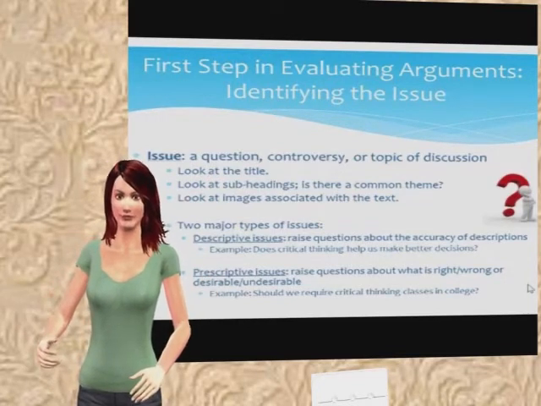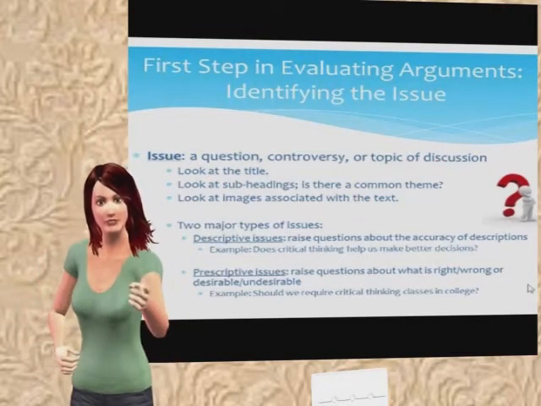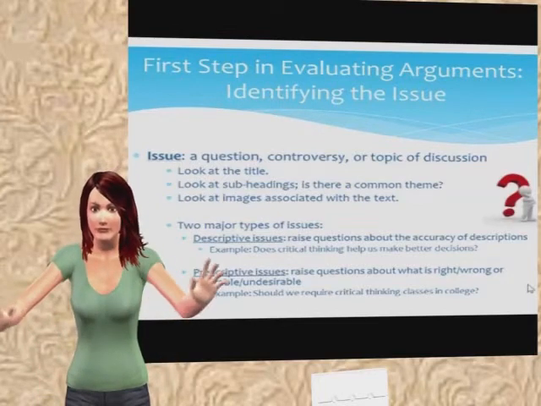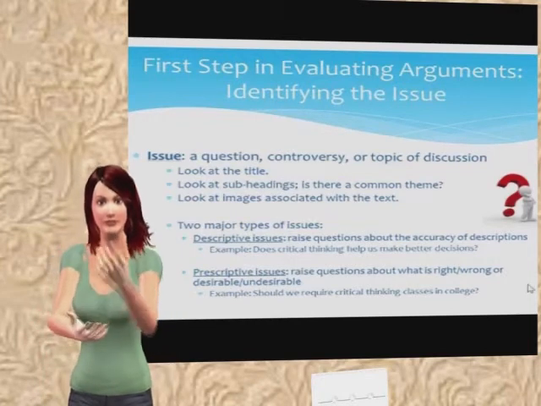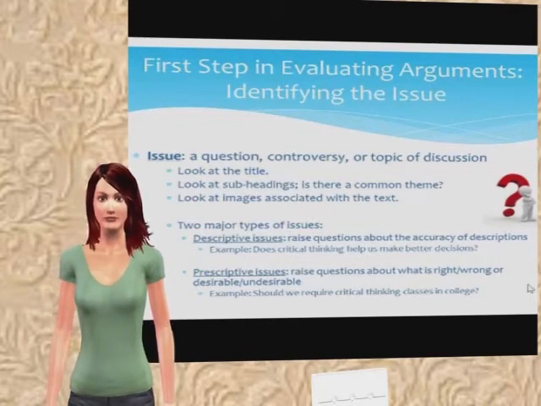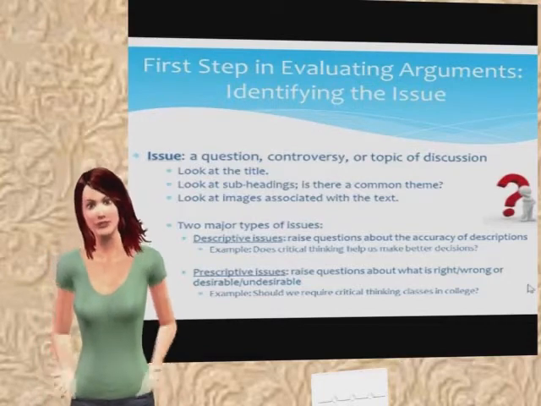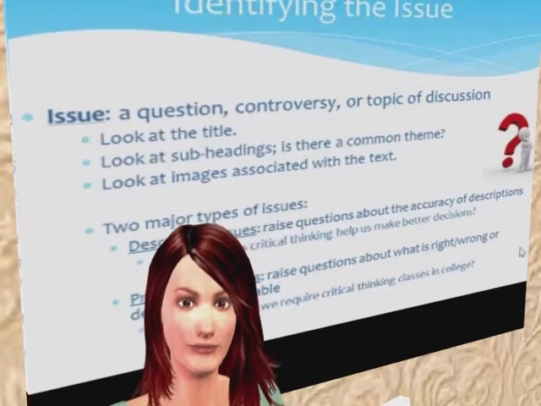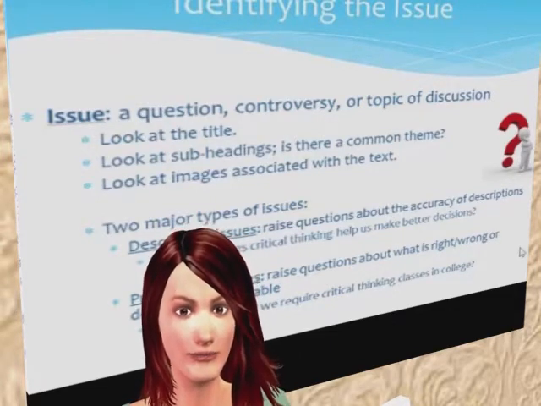Another clue you can use is to look at the subheadings. Subheadings are the titles of the different sections in the text, and you identify if there's a common theme. That's a good clue. And then last, see if there are any images associated with the text. This is much more common in books and newspaper articles, not so much in journal articles. But all the readings for this class, in addition to Asking the Right Questions, have images in the text that are really nice clues that can help you figure out what the issue is.